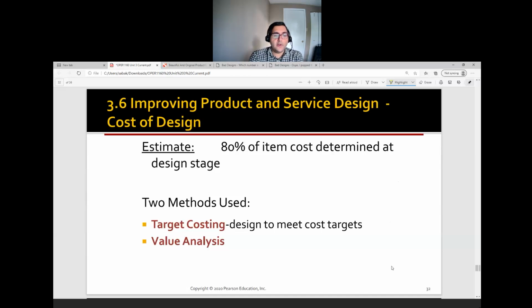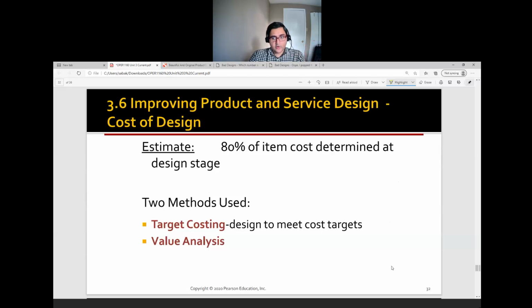Now we are towards the end of this chapter. So if I want to improve, for instance, in the Tim Hortons example, I have already coffee, I have a muffin. If I want to come up with ideas for improving my product and services, in general, there are two different methods which are being practiced. First method is called the target costing method, and the second method is called the value analysis method.